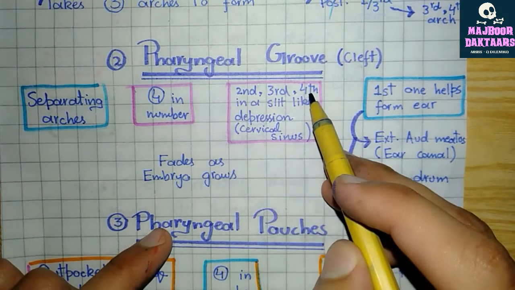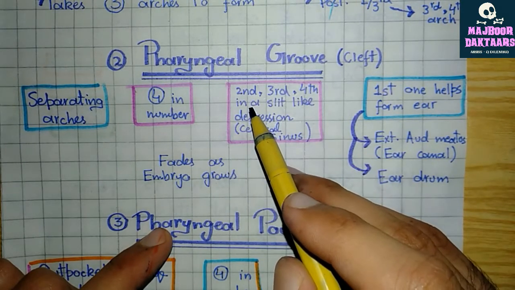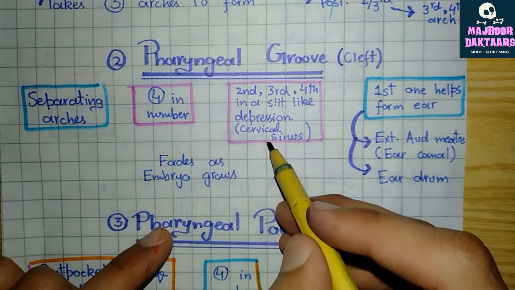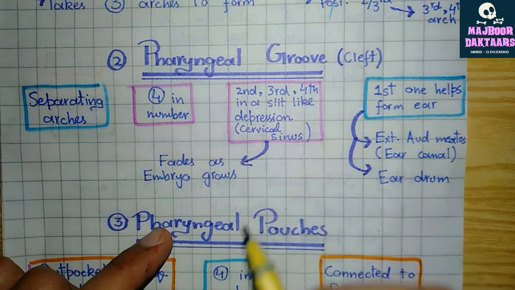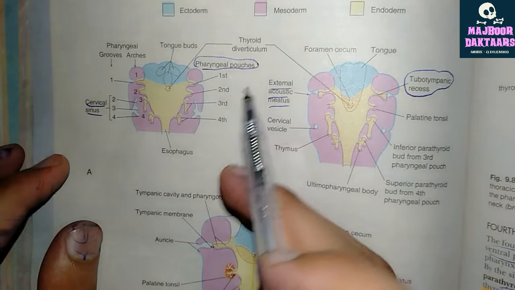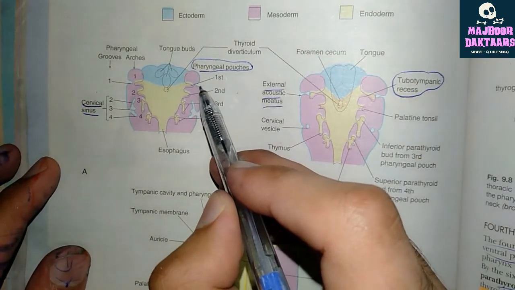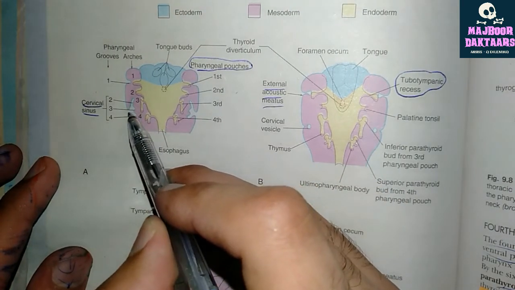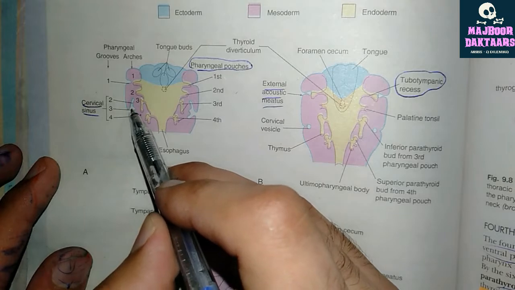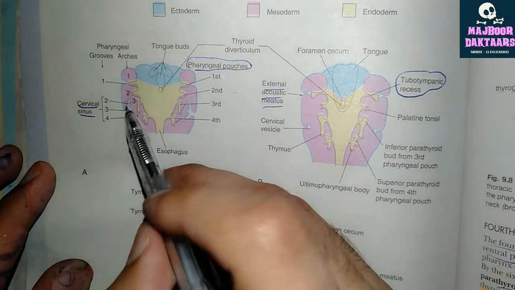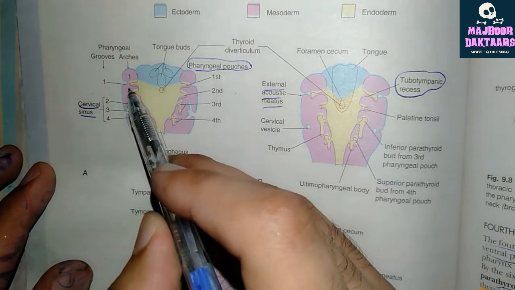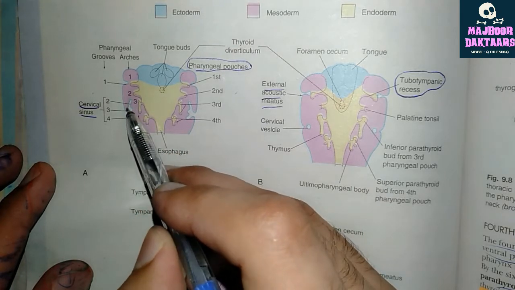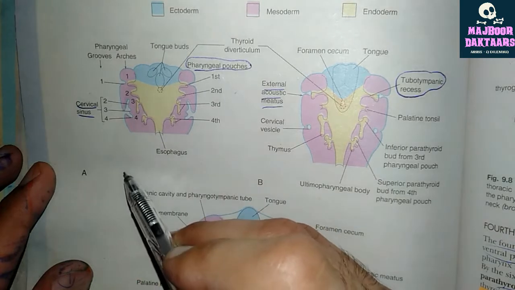While the second, third and fourth empty into a slit-like depression called the cervical sinus, and all of these fade as the embryo grows. Here you can see that this is the first pharyngeal groove, while the second, third and fourth open into a slit-like opening known as the cervical sinus. This happens due to the elongation of the second pharyngeal arch, which covers up the third and fourth pharyngeal arch.